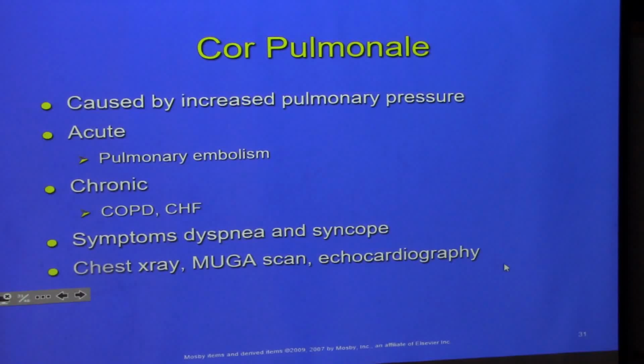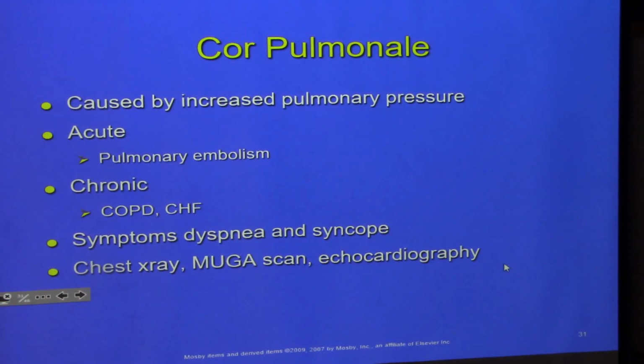Okay, cor pulmonale is caused by increased pulmonary pressure. You can have pulmonary hypertension just like you can have systemic hypertension. And if it's an acute case of increased pulmonary pressure, most of the time that's involving a pulmonary embolism. So a blood clot has gotten loose in the body and it's wound up getting in the lungs and it's plugged a major vessel, and all of a sudden the right-sided pressure just spikes.